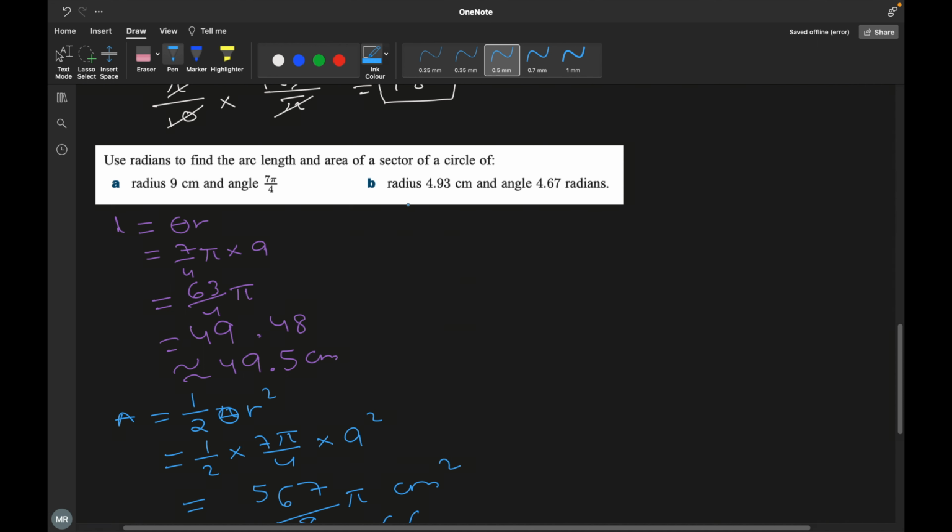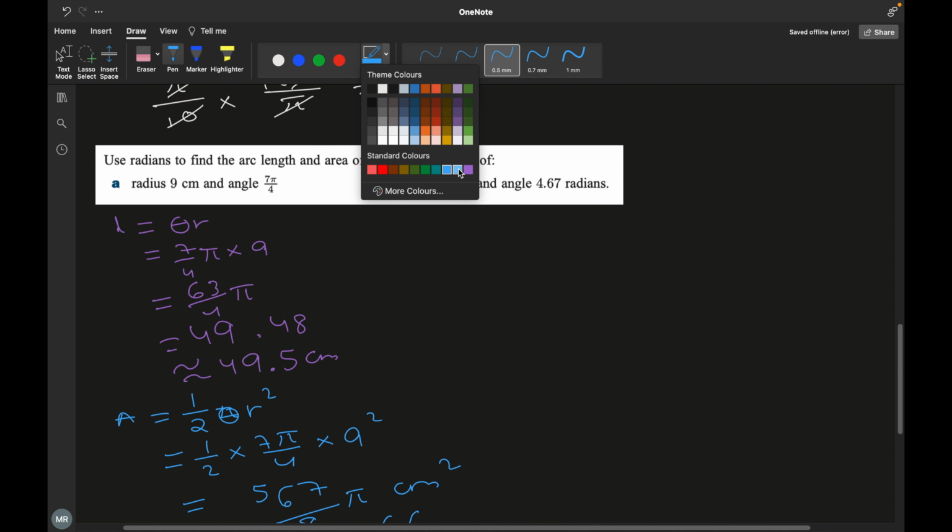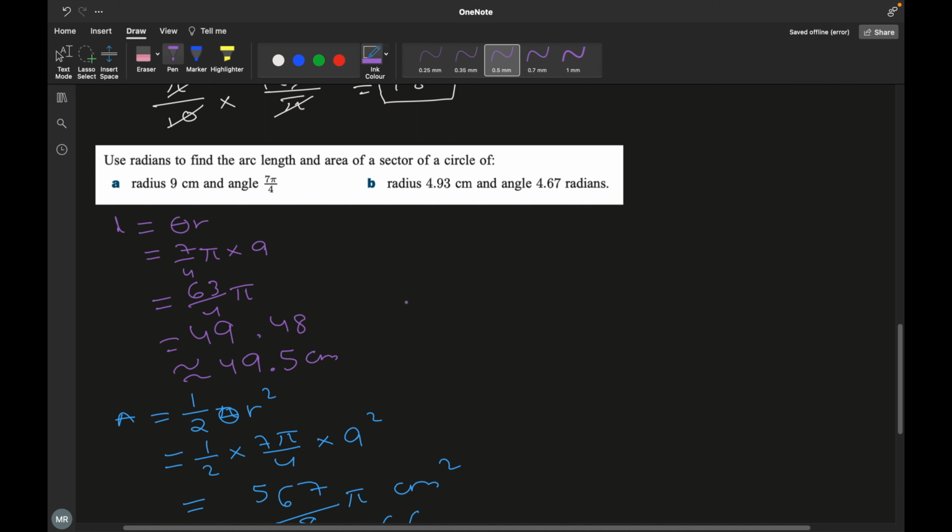Now let's do the next one. So it has radius of 4.93 and then angle of 4.67 radians. So L is theta r. So 4.93 into 4.67, which is 23.0231. We'll just write 23.0 cm.